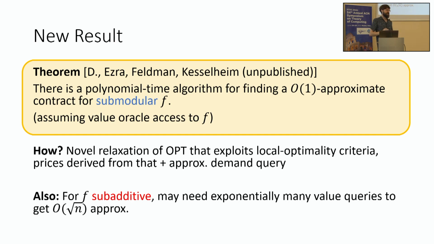So we have this relaxation, and then we derive item prices on agents from this relaxation. We post these item prices. We, at least conceptually, run a demand query. Of course, for submodular we can't, but we can do something approximate to identify a set of agents, and then we incentivize them optimally using these alpha i's that I wrote down. This turns out to be a constant approximation, and here I like the connection to prices. More generally, for f subadditive, we can show that you may need to issue exponentially many value queries to get even a square root n approximation.